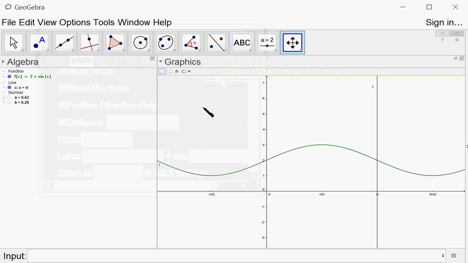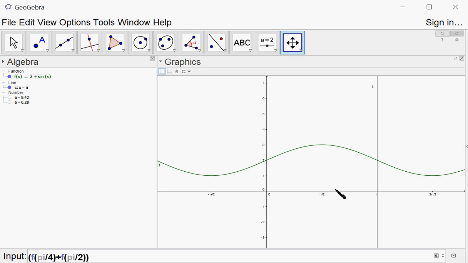What we want to do is find the 4 rectangles. So let's do the upper sum. To find the height of the first rectangle, you would plug in pi over 4. So you would do f of pi over 4 for the first one, and the second one is f of pi over 2.